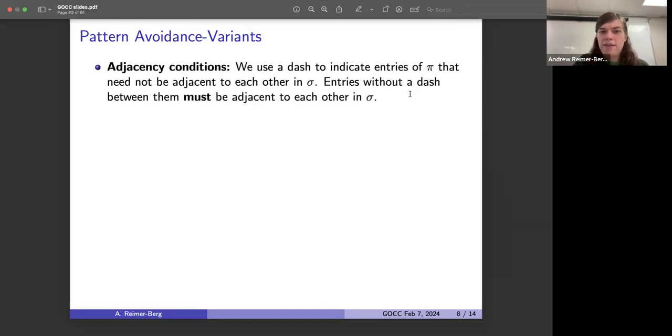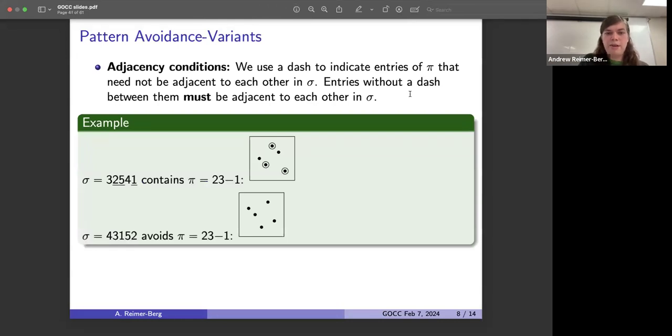Okay, and then the other variant of pattern avoidance we have is more straightforward, I think. We're also going to impose some adjacency conditions. So from now on, we'll use a dash within our pattern to indicate entries that do not have to be adjacent, and any entries that don't have a dash between them must be adjacent. For example, if our pattern is 2, 3 dash 1, that means it's a 2, 3, 1 where the 2 and the 3 are adjacent. So 3, 2, 5, 4, 1 contains 2, 3 dash 1 because the subword 2, 5, 1 is a 2, 3, 1, and the 2 and the 5 are adjacent.